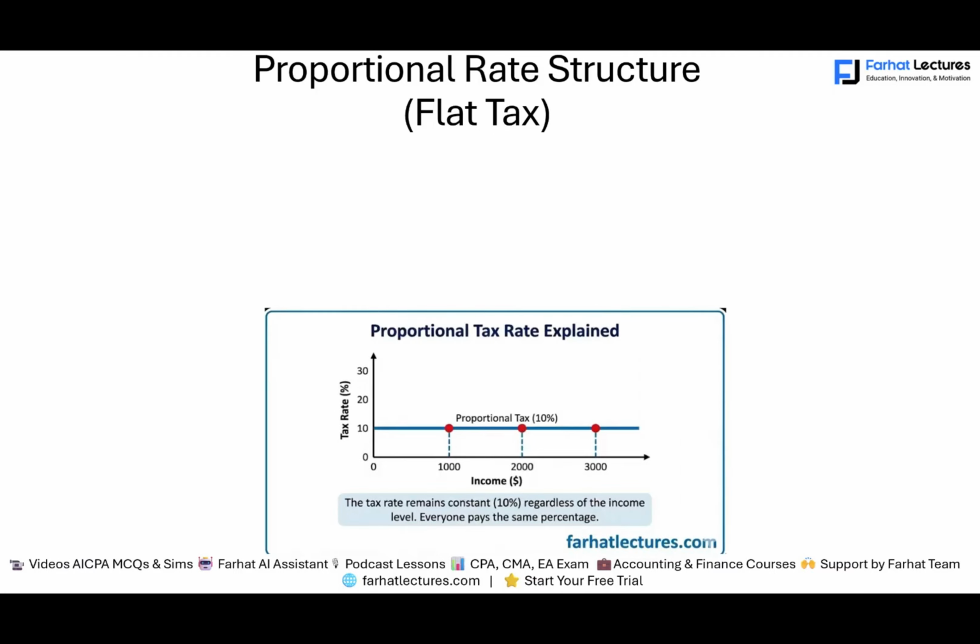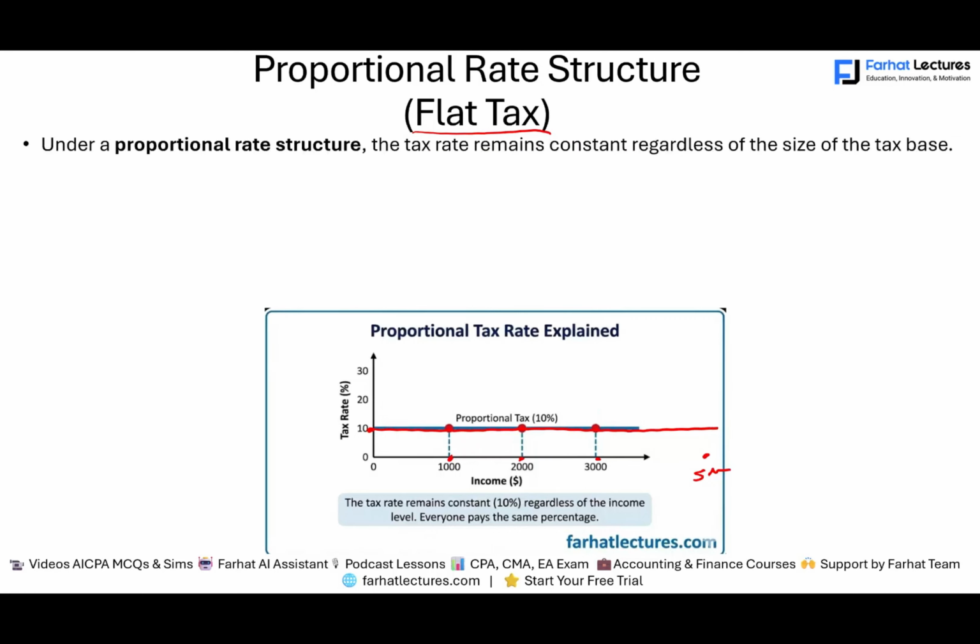Starting with the proportional rate. Another word for proportional is flat. What does that mean? Let me show you. A picture is worth 1,000 words. It means it doesn't matter whether you make $1,000, $2,000, $3,000, or $5 million. Your tax rate is the same. It's a flat 10%.